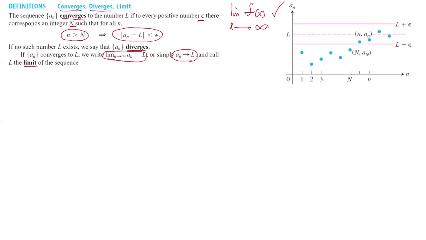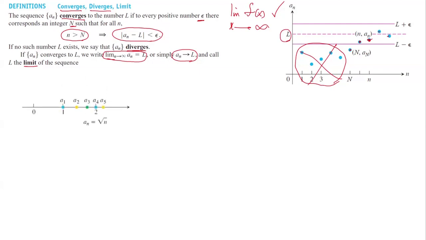You can visualize this as well. You can just ignore the finite terms of the sequence if they don't behave the way we want, but look at the rest of the terms. Here you have this dot, this dot, this dot, and as you can see, they're getting closer and closer to L.